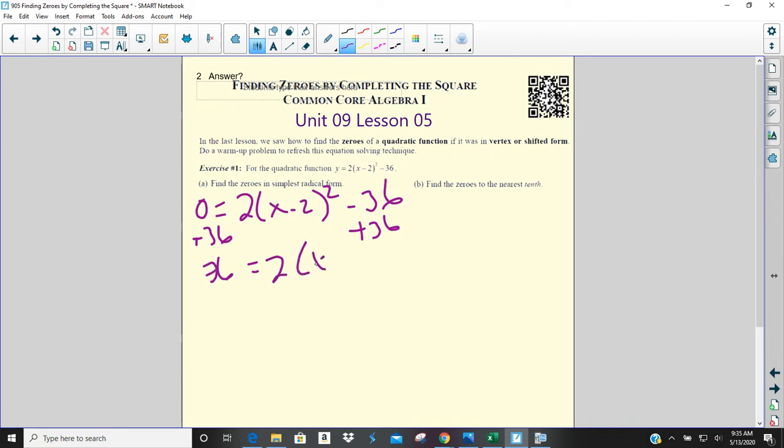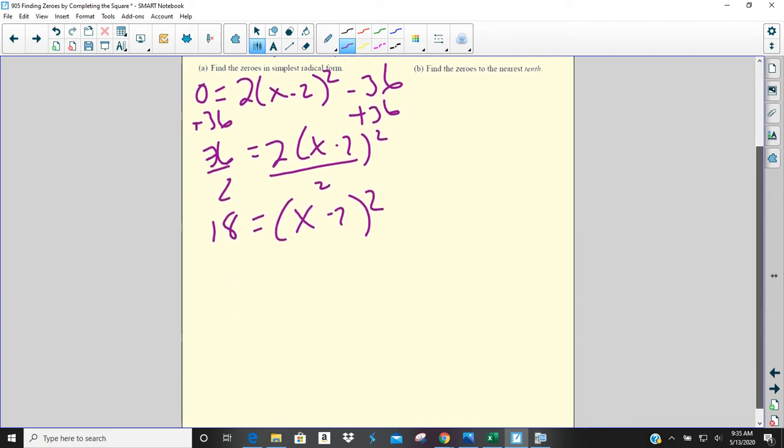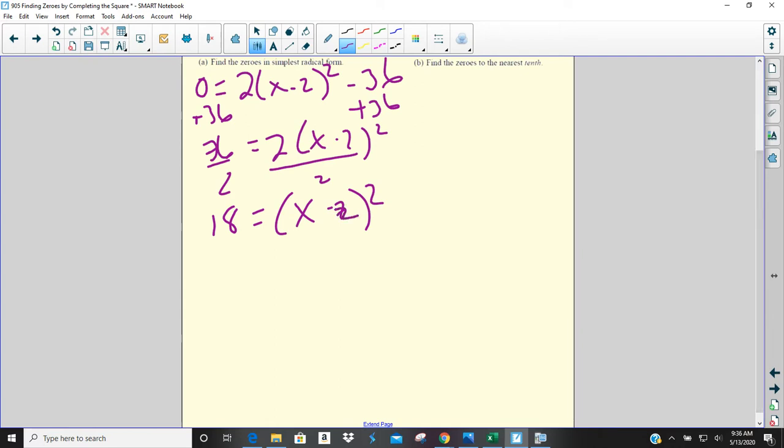Equals 2 times x minus 2 squared. We're going to divide by 2. We get 18 equals x minus 2 squared. Sorry, that's a 2. Oh gosh, let me fix that. That's an x minus 2. Okay, then we're going to take the square root. That's to get rid of the squared. Remember, when we go across the equal sign, it becomes plus and minus the square root only over the equal sign. When we're just simplifying without an equal sign, it just becomes positive.